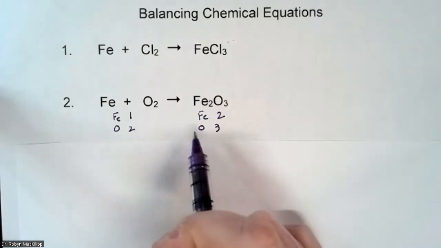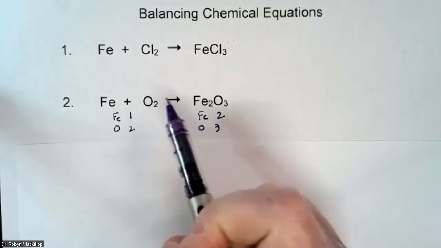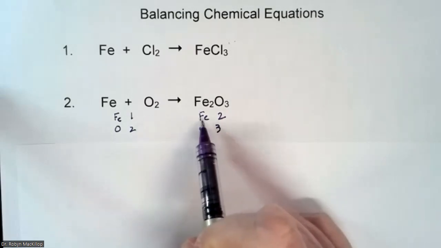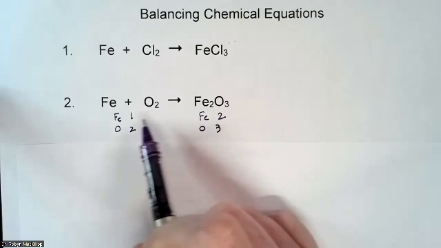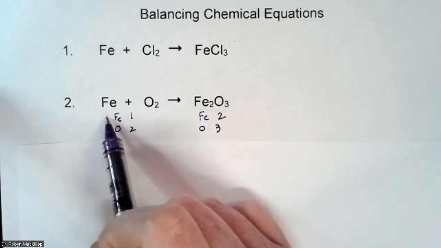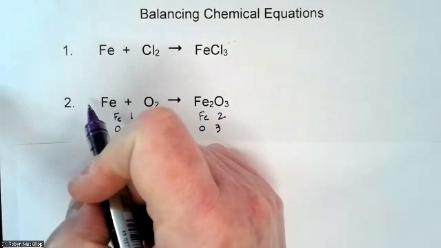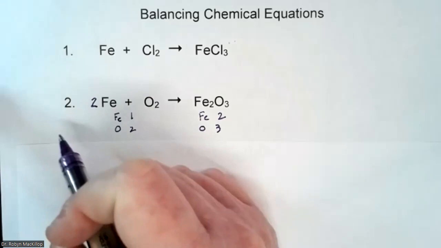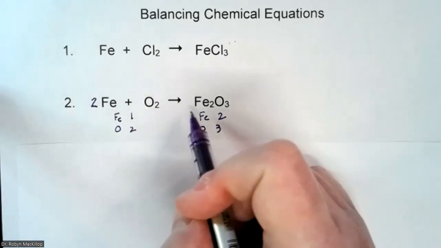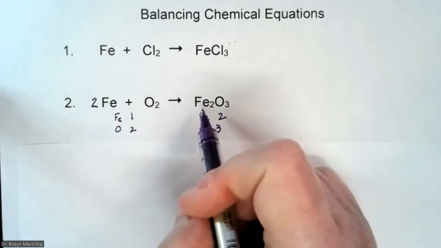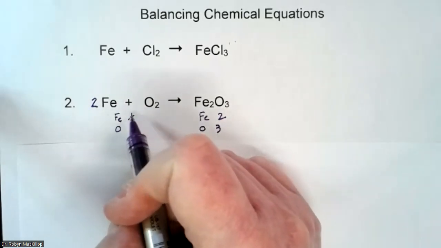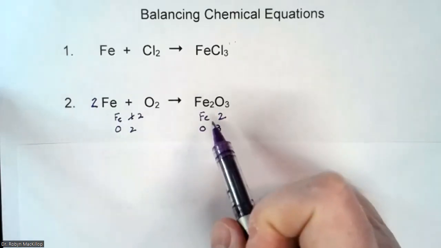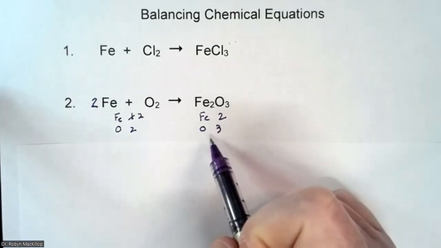We need to balance all of these. So let's look at the Fe's. If we've got 2 here, we need 2 here, right? So this is where we can alter the number in front. We can put a 2 in front. This is the same as having 2. We now have 2 on both sides. We have just balanced the Fe's. But now we have to get these O's balanced.